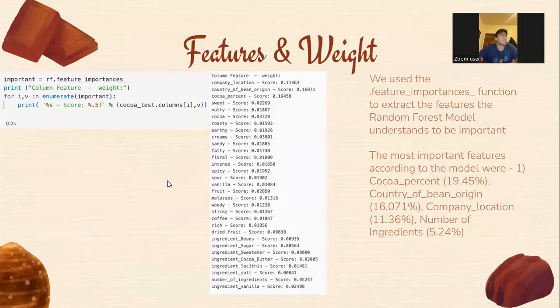We used feature_importances_ to extract the features from the random forest model to understand which features would be extremely important for the rating. The most important features we found were cocoa percent, country of bean origin, company location, and number of ingredients.